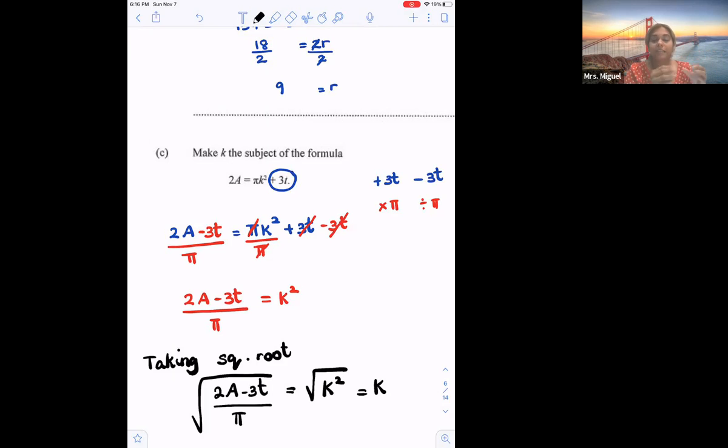So 3t was furthest away, so remove that. How to remove it? Well, the opposite of plus is minus, right? Then the lettuce is close to the chicken, so you need to remove that. That is being multiplied, the pi by the k squared. The opposite of multiply by pi is divide, and you get one step closer to the chicken in the sandwich. Do you all understand that?